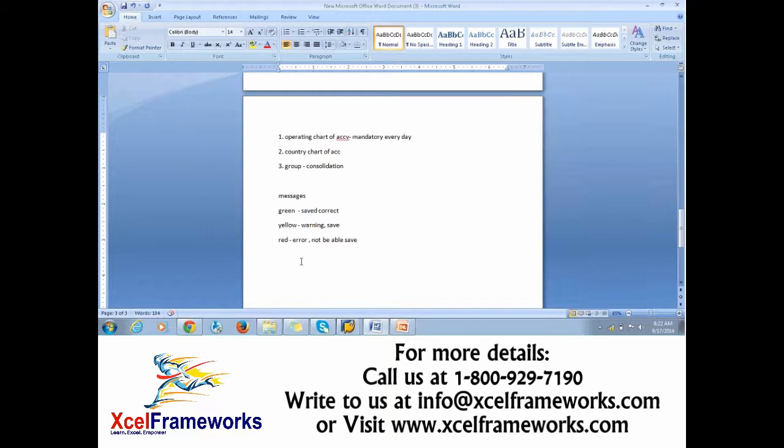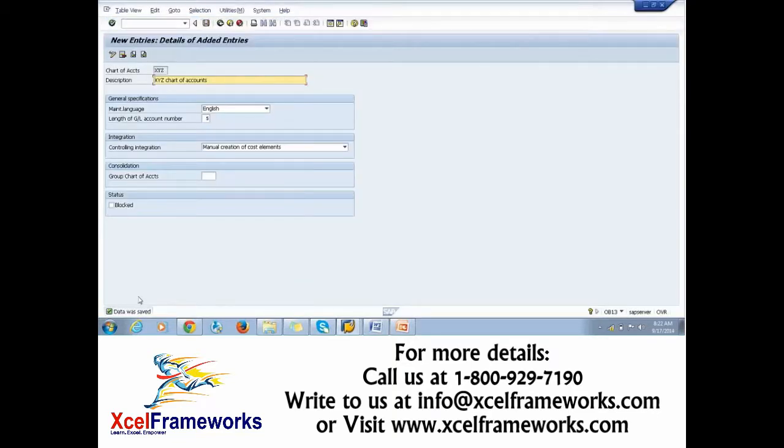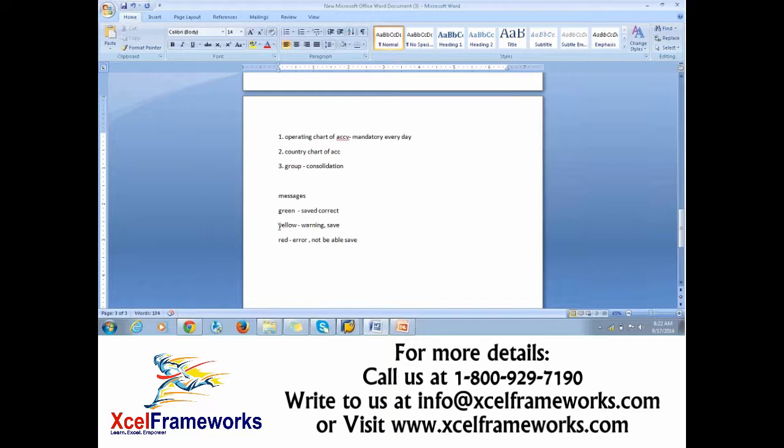Okay, green, yellow, red. So till now we have been getting green messages only. That means we are doing it correctly and the data is being saved properly. Yellow means warning, but you will still be able to save the data. Red means error. You will not be able to save the data.